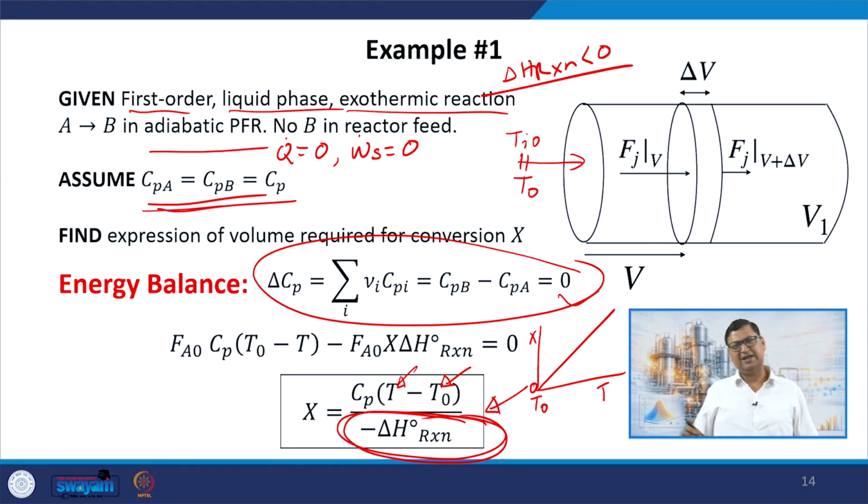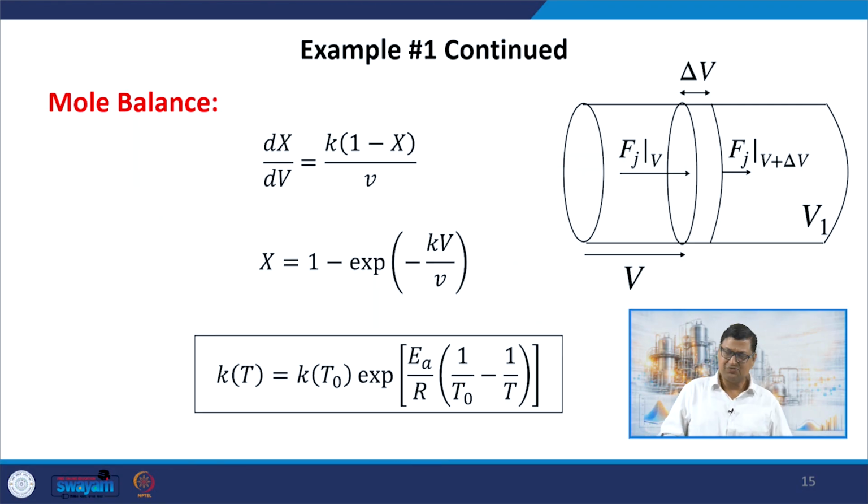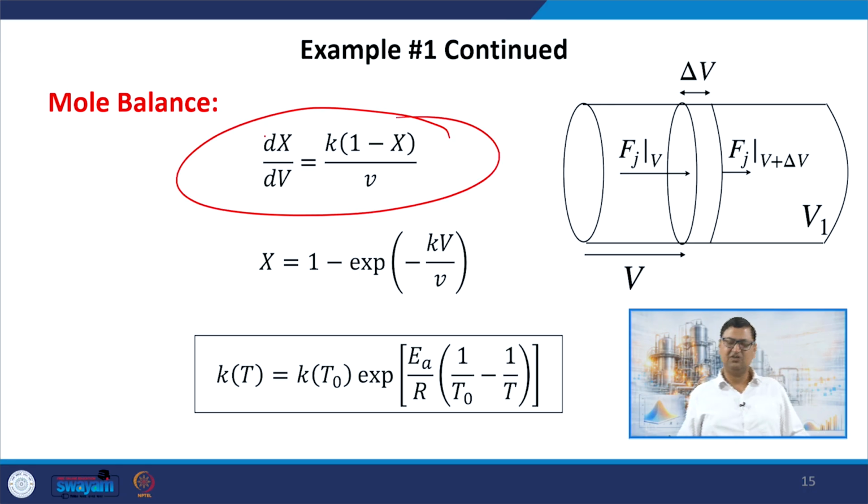What is to be noted here is this is not the only equation for the conversion. This is what is coming from the energy balance. In addition, we also have a mole balance in this problem, right? So the mole balance will also give you an equation for the conversion. In this case, it's a PFR. So basically, we can use the PFR design equation, and then by integrating, we can get an equation for the conversion that is coming from the mole balance.